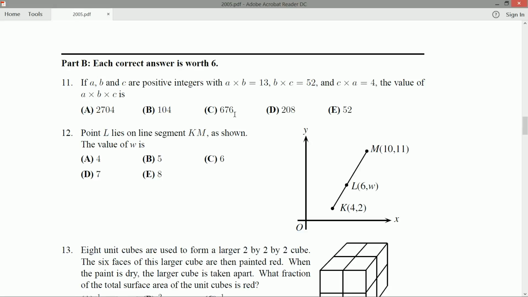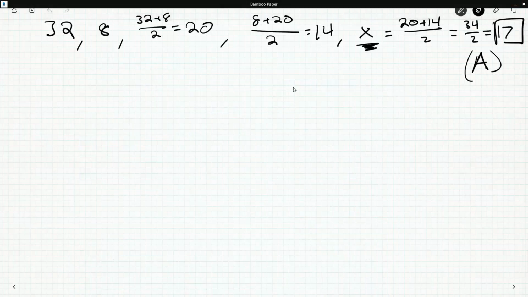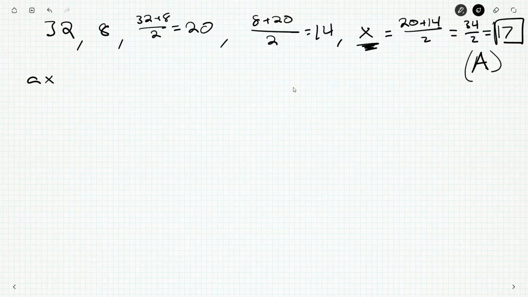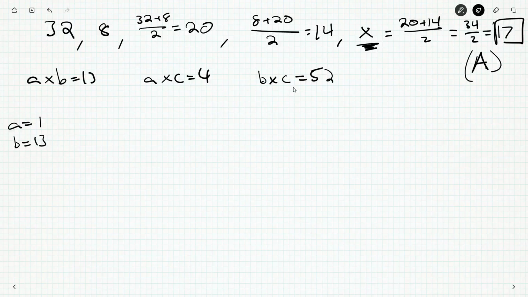So as I said, we can probably deduce that a is 1, b is 13, c is 4 without too much trouble, because 13 is a prime number. So if we wanted to, we could go that route. So what was it? A times b is 13. A times c was 4. B times c was 52. It's not that hard to see that a is 1, b is 13, and c is 4, because they told us that we've got positive integers.